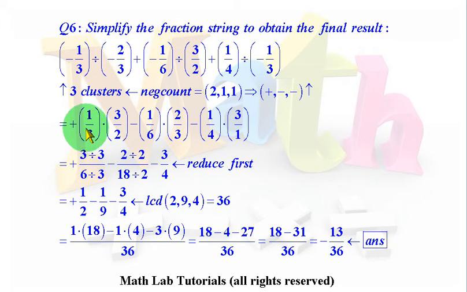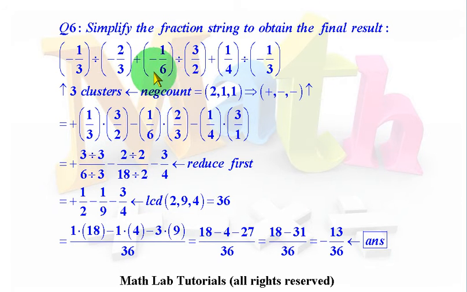So we'll keep on going. We put a plus sign because the first cluster is positive. Disregard all the negatives at this point, and we're going to do keep dot flips here. You keep the 1/3. The division gets replaced by a dot, and you flip the fraction to get 3/2. This cluster was negative, so we put a negative sign down.